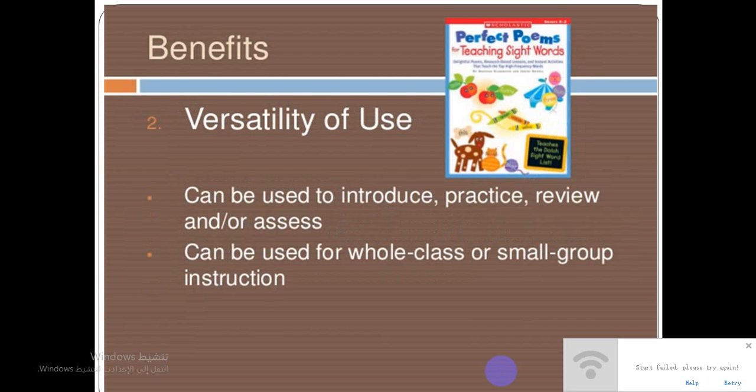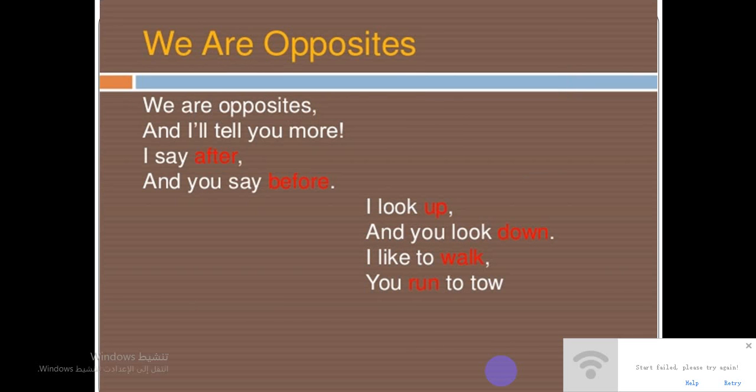Another benefit of this approach is versatility of use. How? It can be used to introduce, practice, review, and assess. It can be used for whole class or small group instruction.